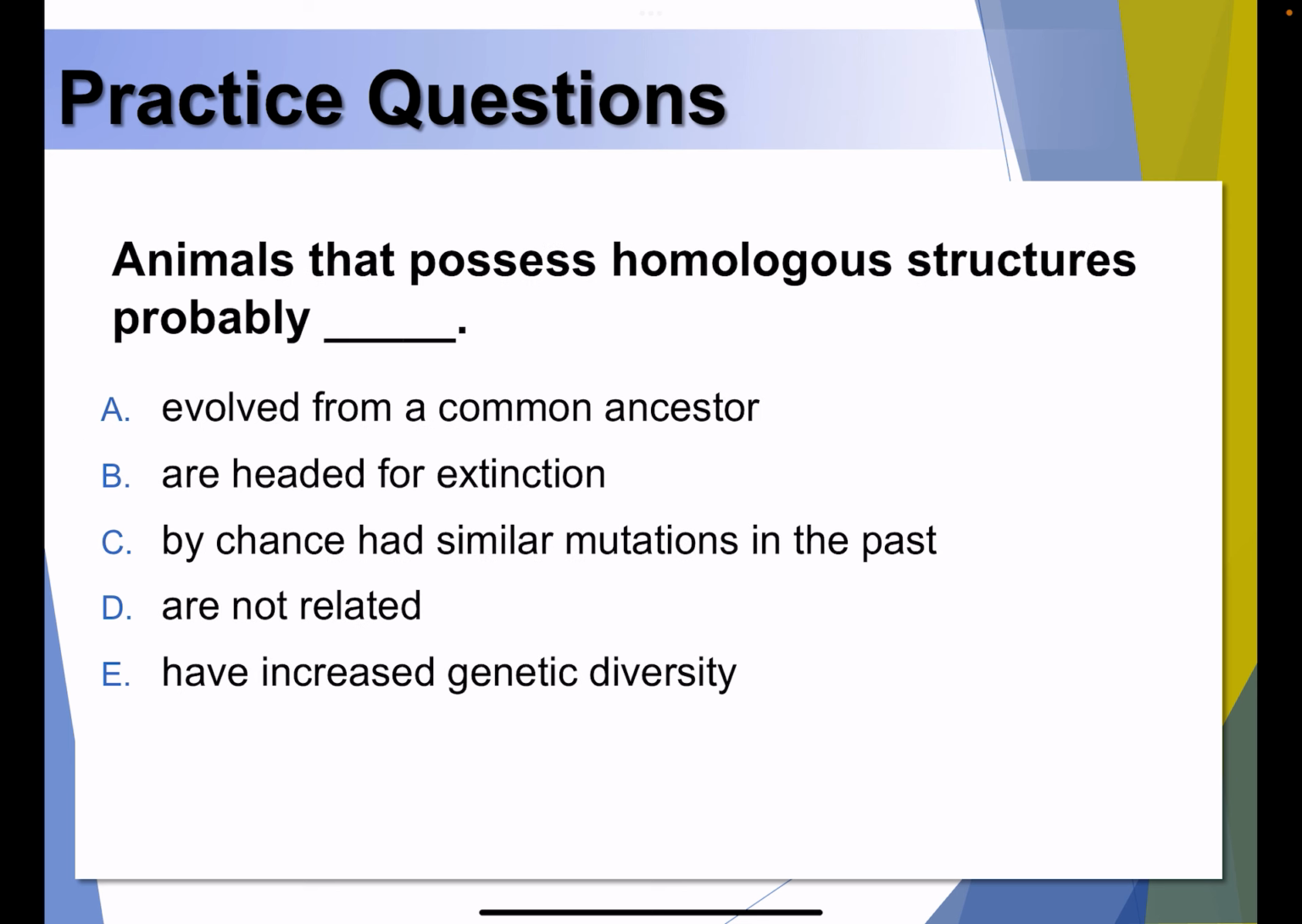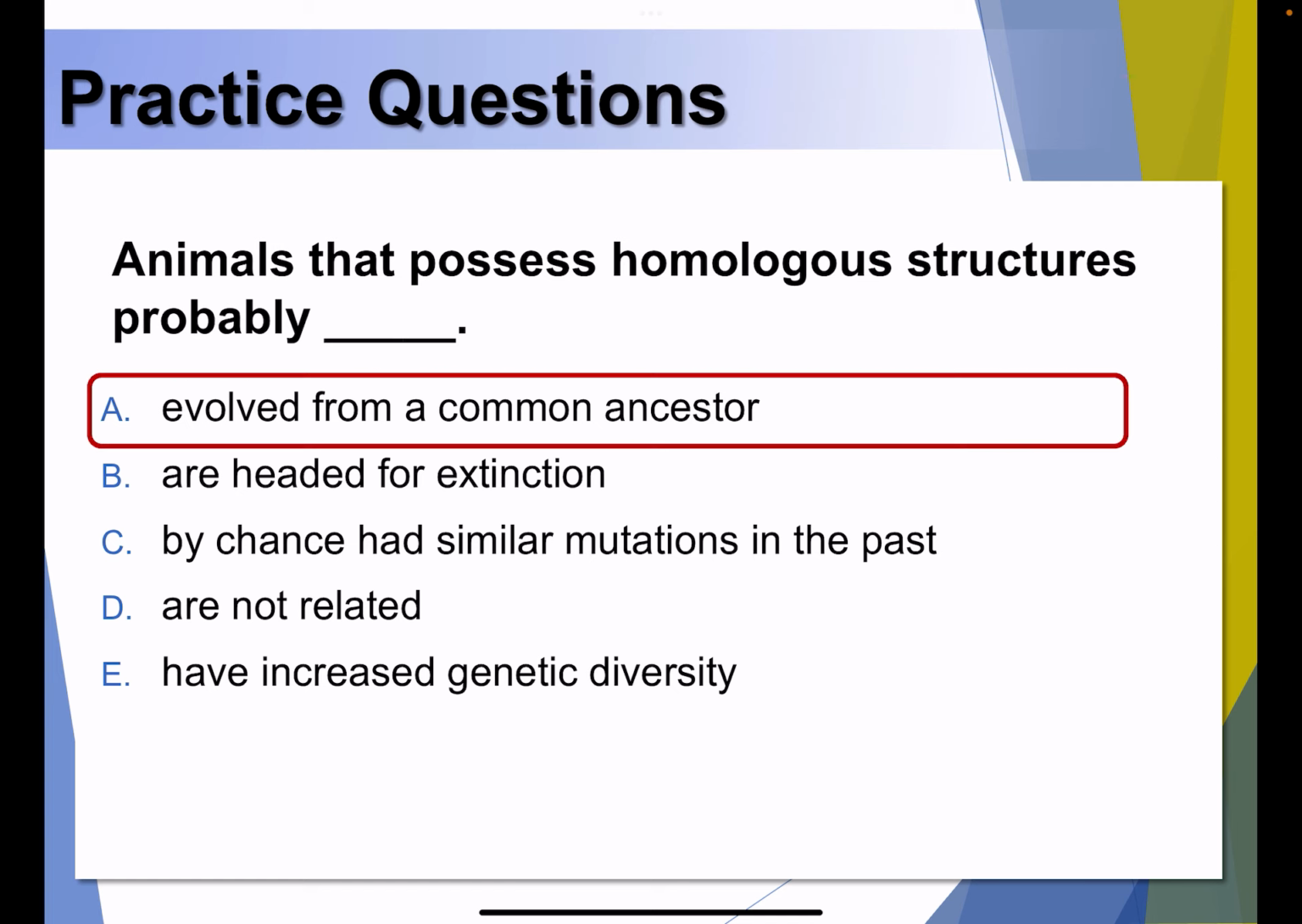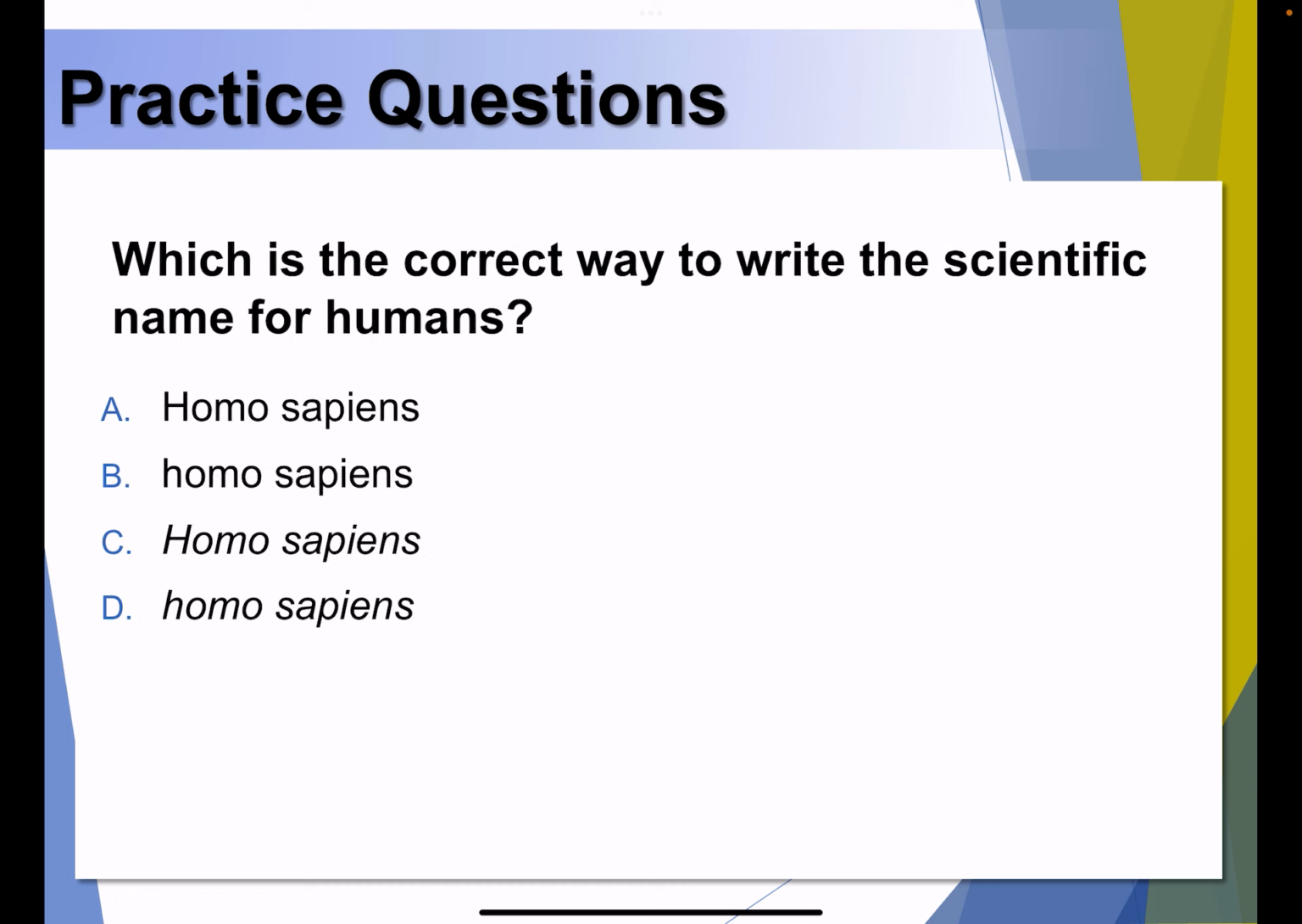Animals that possess homologous structures probably blank. A, evolved from a common ancestor. That's the whole point of our definition of homology or homologous structure. They have to have come from a common ancestor. It can't be because they were in similar environments.